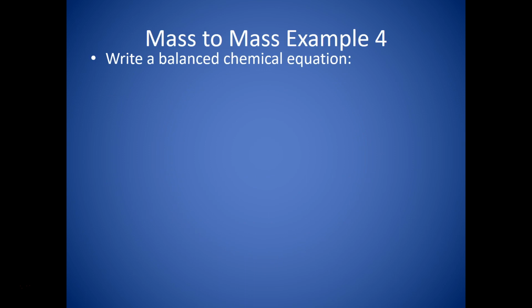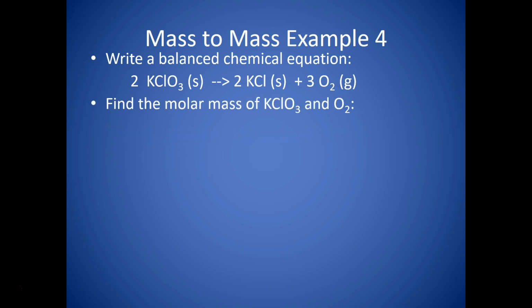So up first, we're writing a balanced chemical equation. 2KClO3 produces 2KCl, potassium chloride, plus 3O2, oxygen gas. We're going to want to find the molar mass of potassium chlorate and oxygen gas. You should know how to do that already. If you don't know where these numbers come from, you really need to come talk to me.